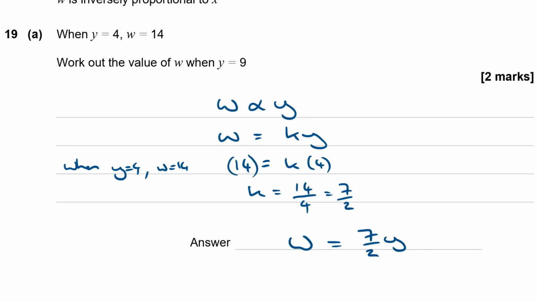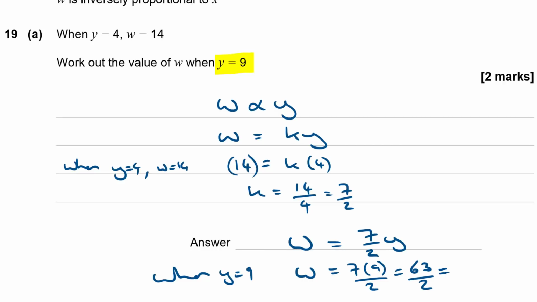Okay, we still need to work out the value of W when Y is equal to 9. So subbing that into the equation, when Y equals 9, then W is going to be 7 lots of 9 over 2. 7 9s are 63, so that's 63 over 2, which is 31.5.